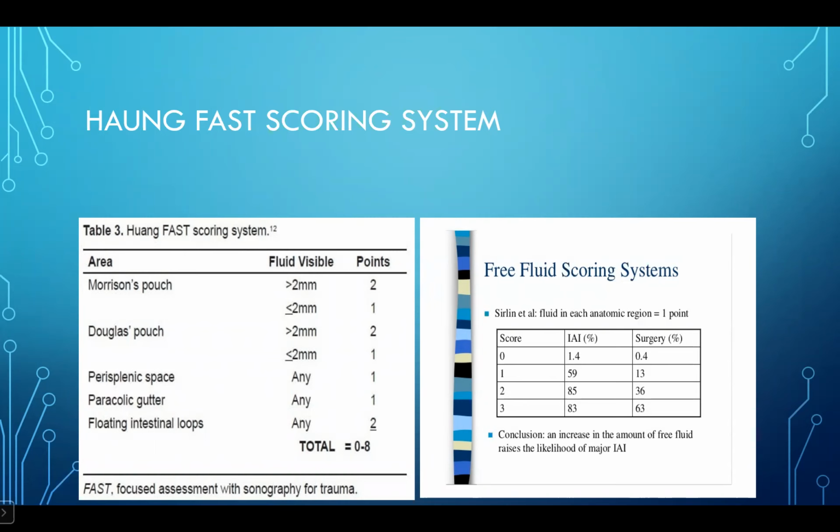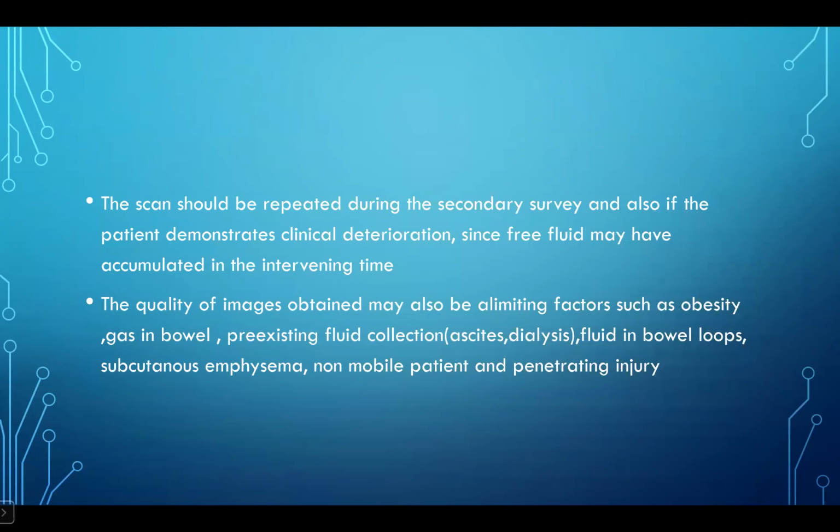The scan should be repeated during the secondary survey and also if the patient demonstrates clinical deterioration, since free fluid may have accumulated in the intervening time. The quality of the image may also have limiting factors, such as obesity, gas within bowel, pre-existing fluid collection such as ascites and dialysis, fluid in bowel loops, subcutaneous emphysema, non-mobile patient, and penetrating injury. All these factors represent limiting factors of the FAST scan.